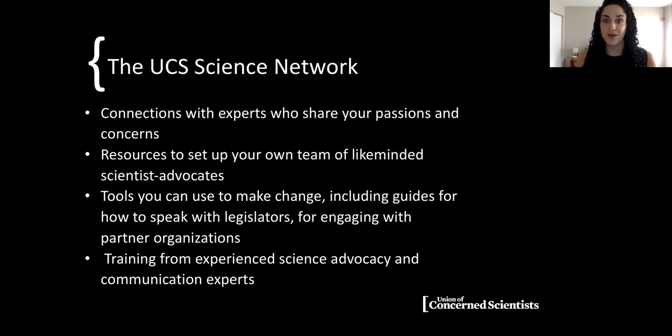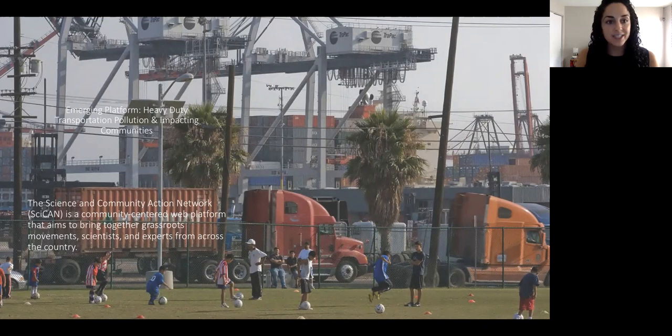The last thing I want to mention is an emerging opportunity, a little hard to see: a platform we've been working on called the Science and Community Action Network, a community-centered platform aiming to bring together grassroots movements, specifically around freight pollution, and scientists and other experts from across the country. This emerged from a group UCS is part of called the Moving Forward Network, a group of grassroots organizations and environmental justice groups who fight freight pollution, for example, in this photo from ports or other warehouse-adjacent communities. There was a desire to connect in a platform with experts who could help advance the fights these local communities are engaged in. I'm happy to send more info to anyone interested in learning more about SciCan. It has not publicly launched yet, but hopefully will in the fall.